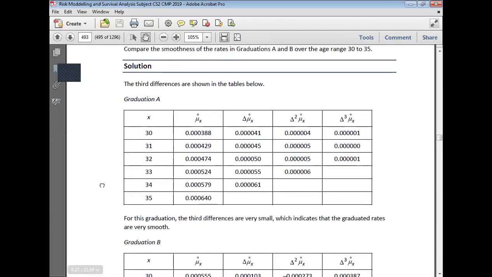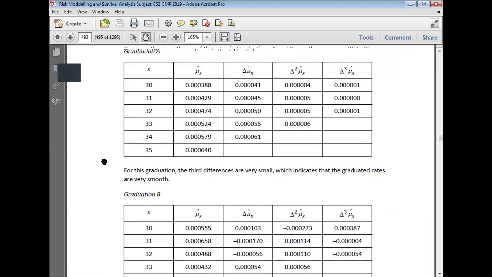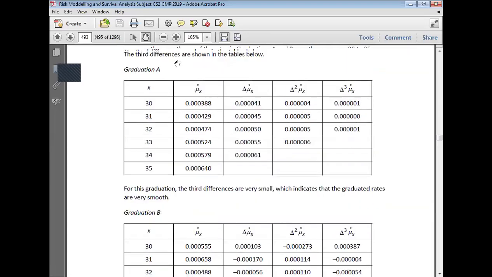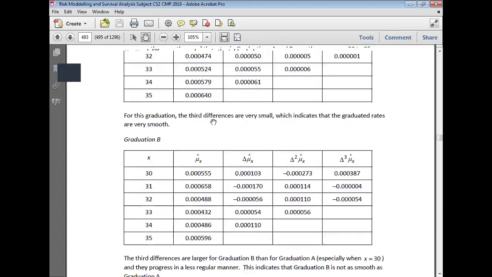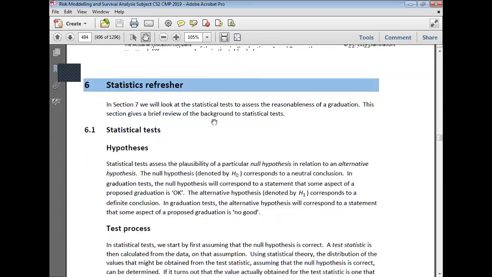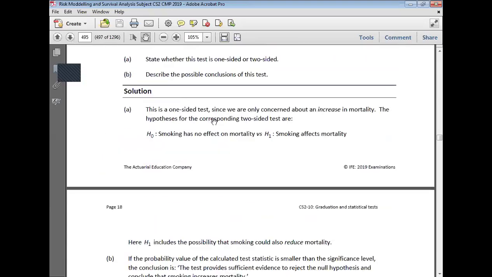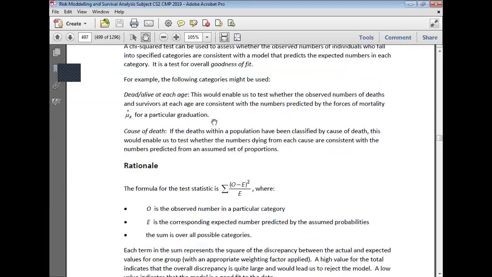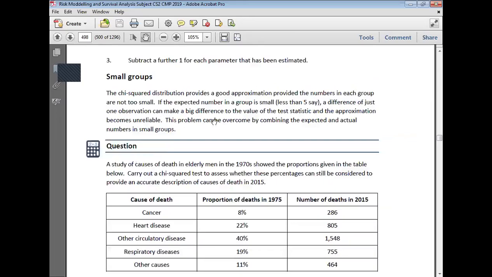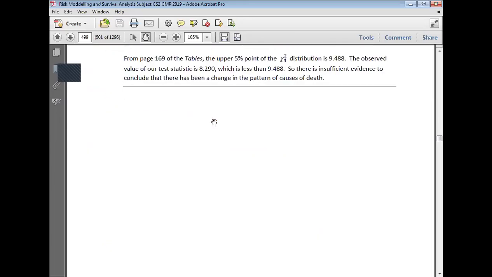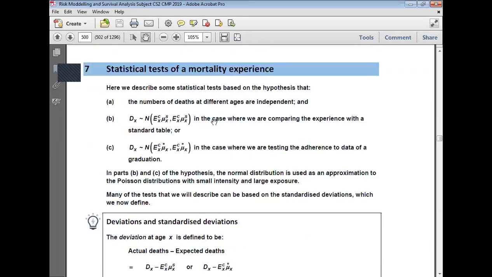So we see that these are not as smooth as the numbers that we had in A. You should always remember that we are trying to compare here. What we compare is this column with the third difference here, and this is how you check whether your graduated rates are smooth or not. So this is all nothing but a revision of hypothesis testing.